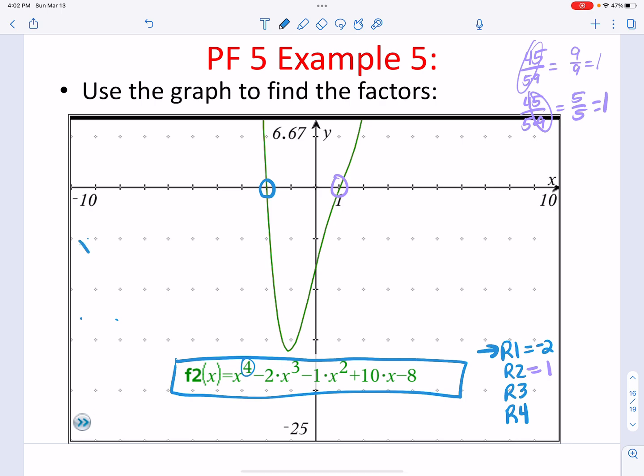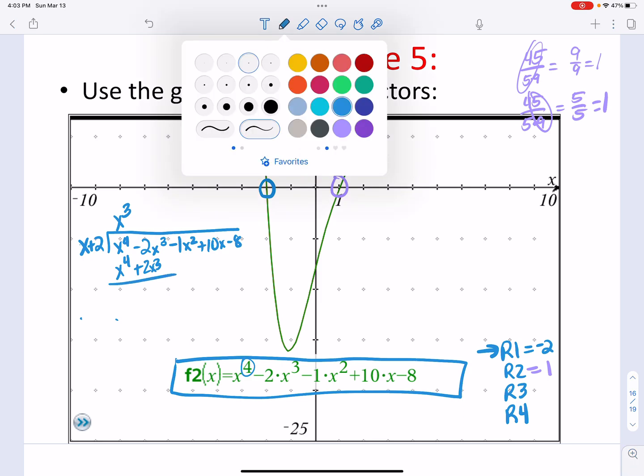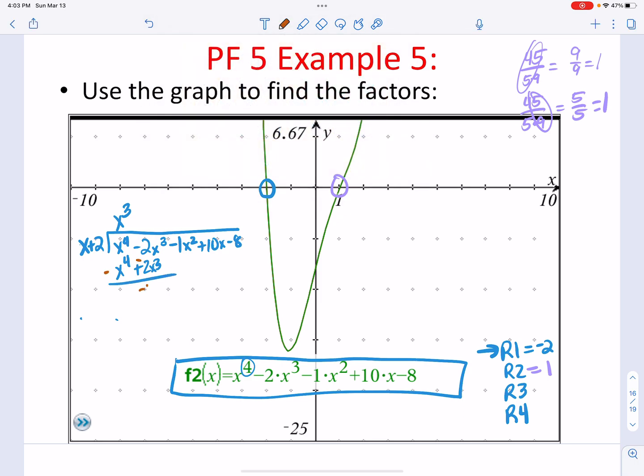So if I do x plus 2, and then I'm going to do x to the 4th minus 2x cubed minus x squared plus 10x minus 8. What would I multiply x by to get x to the 4th? It is x cubed. And you could do synthetic on this, I don't care. Plus 2x cubed, sorry. Then I'm going to change the signs, and I get a negative 4x cubed, bring down the negative 1x squared. How do I change an x into a 4x cubed? It's going to be a minus 4x squared, so that's a negative 4x cubed minus 8x squared.